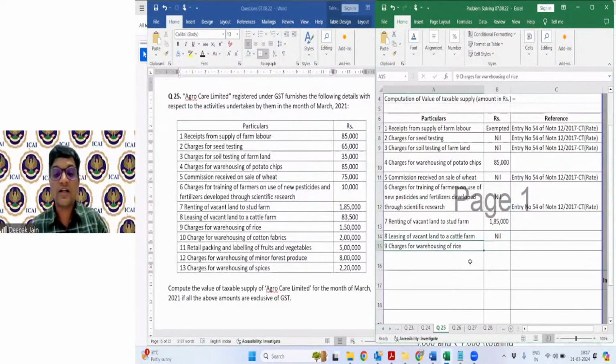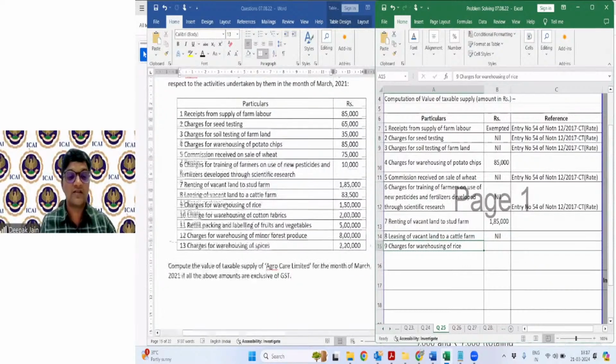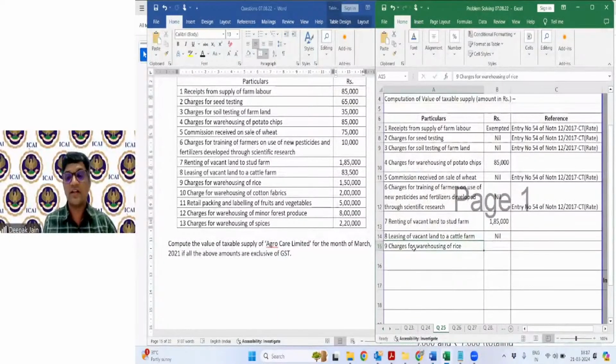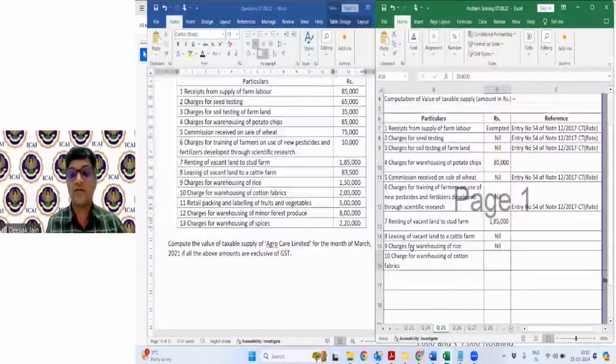Then ninth one, charges for warehousing of rice. Warehousing of rice is a agriculture produce, and specifically in the warehousing, they mention agriculture produce and rice. So that is also exempted. Then point number 10, charges for warehousing of cotton fabrics. Okay, for cotton fabrics, is it taxable or exempted?